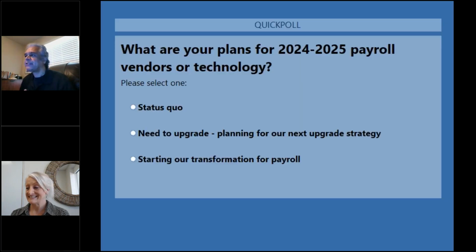There you go. All right, so guys, second time we're going to ask for your help. So what are your plans for 2024-25 payroll vendors or technologies? Are you just staying in the status quo, meaning there's no changes coming through? Or you need to upgrade, planning for your next upgrade strategy or an outsourcing strategy if you're working on that in 24? Or you already may have done all the upfront work and now you're just beginning to start your transformation for payroll next year. So at what stage is your organization? If you could tell us that, that'll be great, helpful, and thank you.